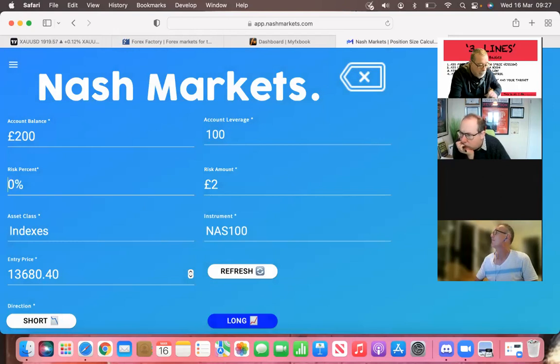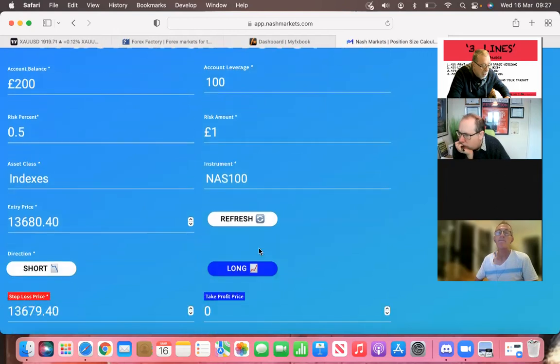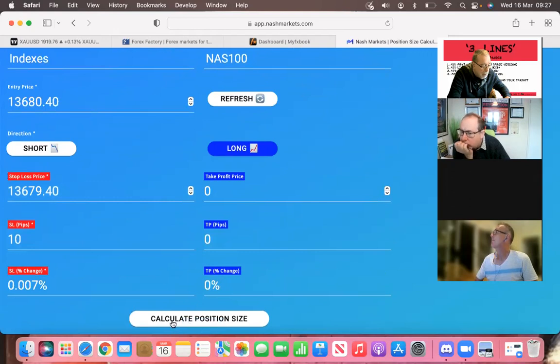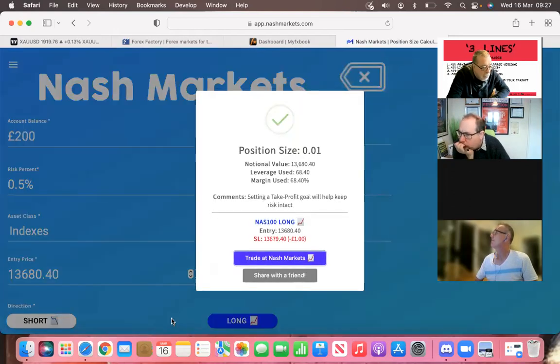Let's try putting that in at 0.5%. So I'm going to risk £1. I'm going to go along and see what happens. I've got a feeling it'll be the same. Oh no, it's saying, yeah. So if I reduce my risk, it says you can go in for a 0.01. So I just thought it's a handy addition to our armory. I'll stick that in the guides.